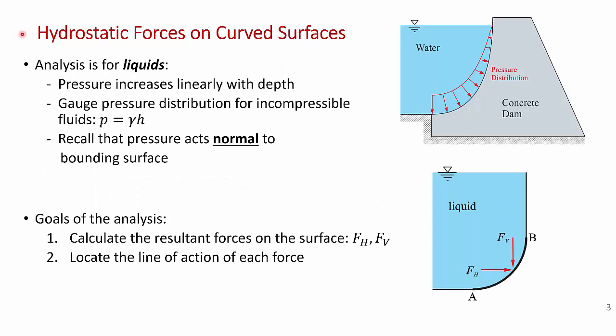Once again, we're going to do this analysis for liquids. So we're going to assume the density is a constant, so pressure increases linearly with depth. The gauge pressure is just gamma H. And as I've shown over here for this concrete dam, the local pressure is always normal to the bounding surface. And again, the goals of this analysis are to calculate the resultant forces on the surface, which will usually decompose into horizontal and vertical components. And we want to locate the line of action of each of those forces.